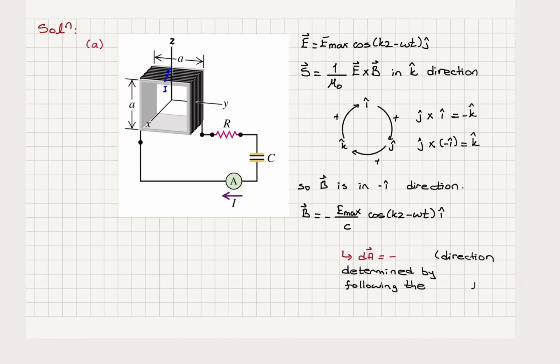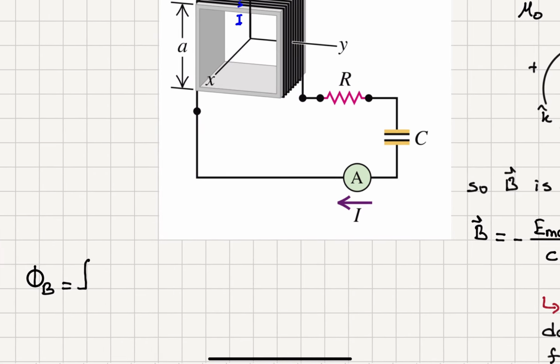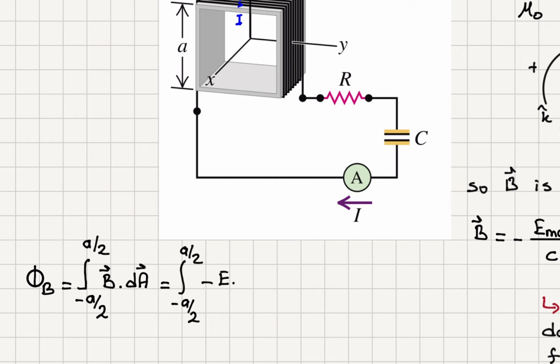All right, so the flux through each coil is basically: phi B, the magnetic flux, is equal to the integral, because the magnetic field is z dependent, from minus a over 2 to plus a over 2, because the origin is at the center of the frame, of the dot product of the magnetic field with the area vector. So this is the integral from minus a over 2 to plus a over 2 of minus E max divided by c, cosine(kz minus omega t), dot product with the area vector.